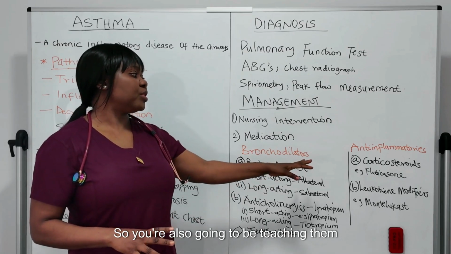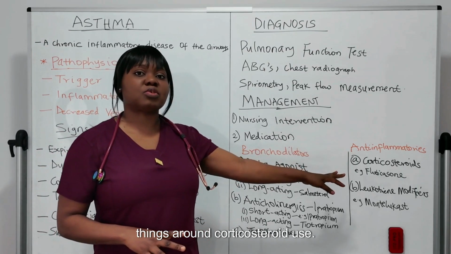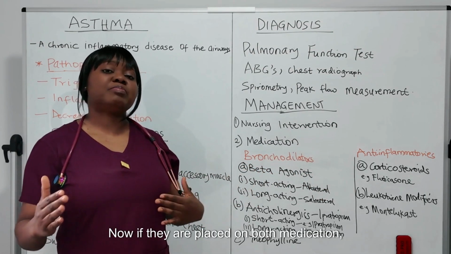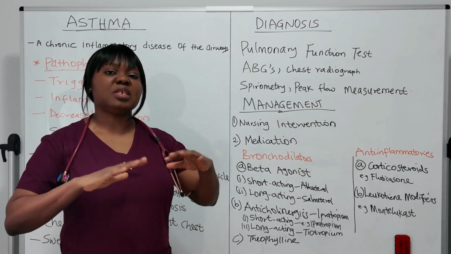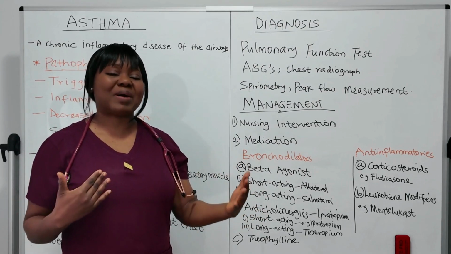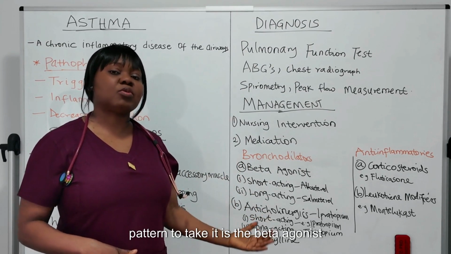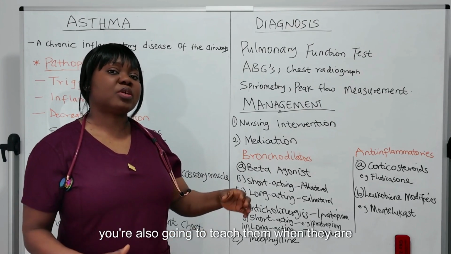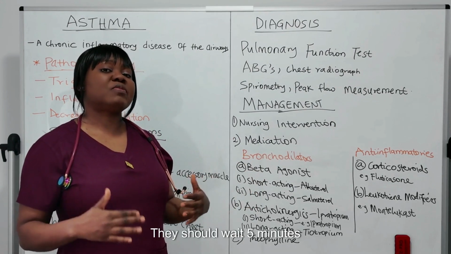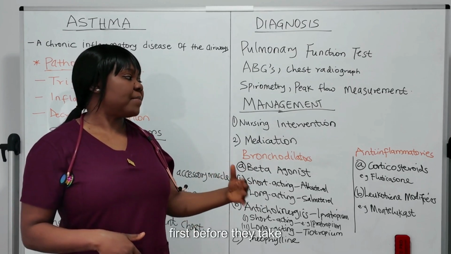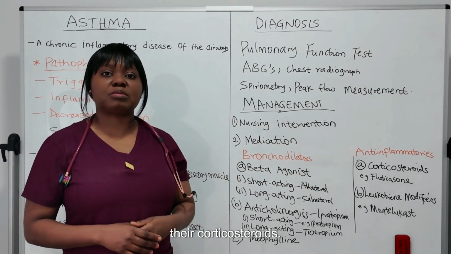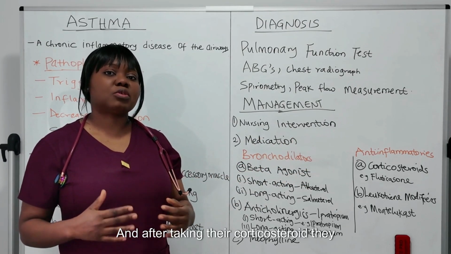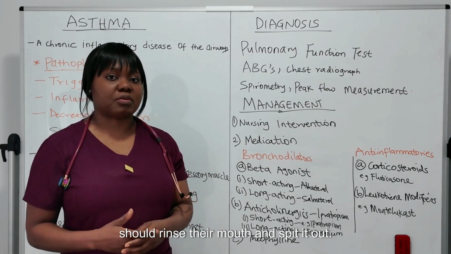So you're also going to be teaching them things around corticosteroid use. Now, if they are placed on both medications, the usual pattern is to take the beta agonist first, before the corticosteroid. You're also going to teach them that they should wait 5 minutes before they take their corticosteroids. And after taking their corticosteroid, they should rinse their mouth and spit it out.